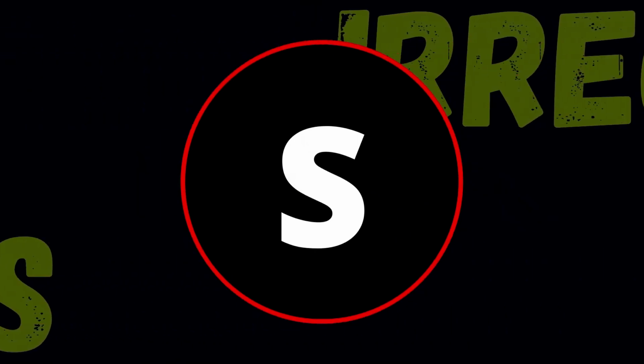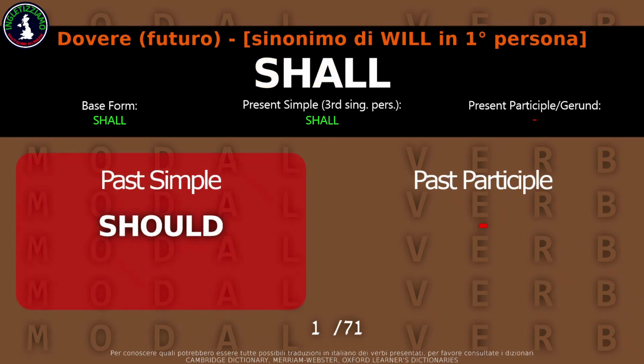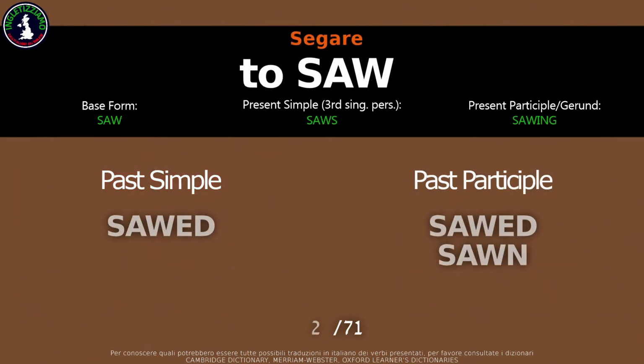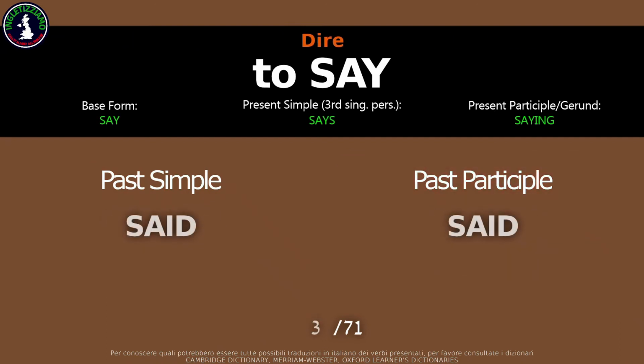Irregular verbs with the letter S. Shall, should. To saw, sawed, sawed or sawn. To say, said, said.